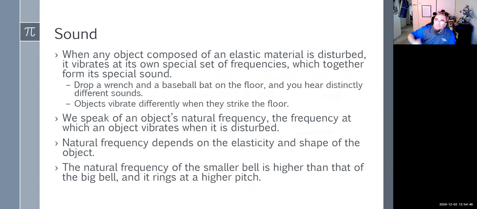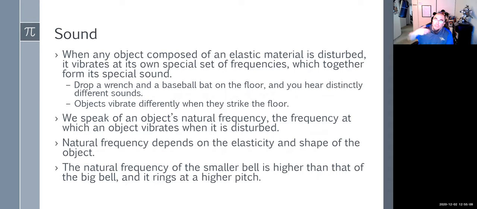When any object composed of an elastic material is disturbed, it vibrates at its own special set of frequencies, which provides its own special sound. If you drop a wrench and a baseball bat on the floor, you'll hear distinctively different sounds, right? The wrench is going to be kind of a tinny metal sound, whereas a wooden baseball bat is going to be kind of a clunky sound. Objects vibrate differently when they strike the floor.